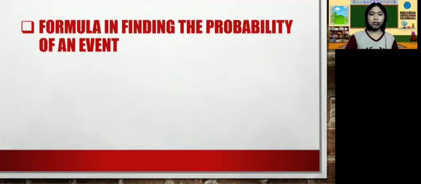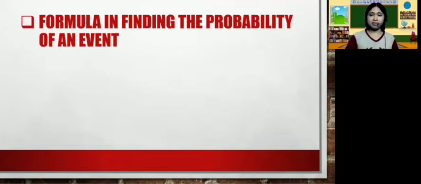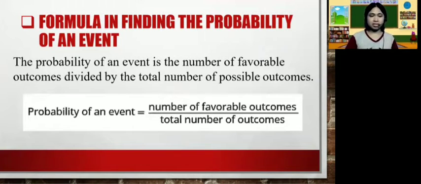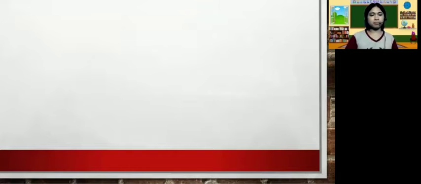So the formula in finding the probability of an event: the probability of an event is the number of favorable outcomes divided by the total number of possible outcomes. So this is how it looks like. Probability of an event equals number of favorable outcomes over total number of possible outcomes. So let's have an example.